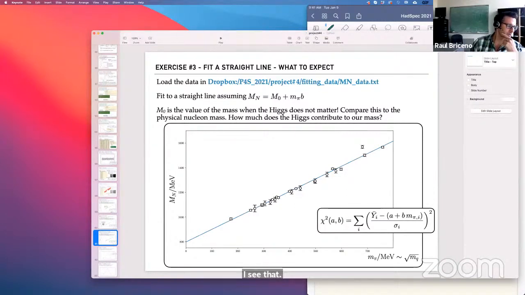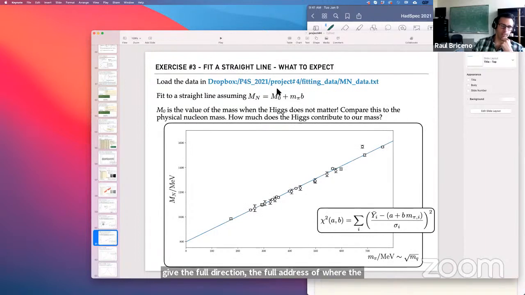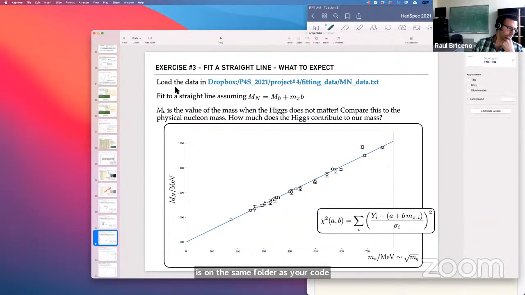There's a question about the loadtxt function. You either have to give the full address of where the file is, or just make sure that it's in the same folder as your code. The easiest is to put them in the same folder as your code.